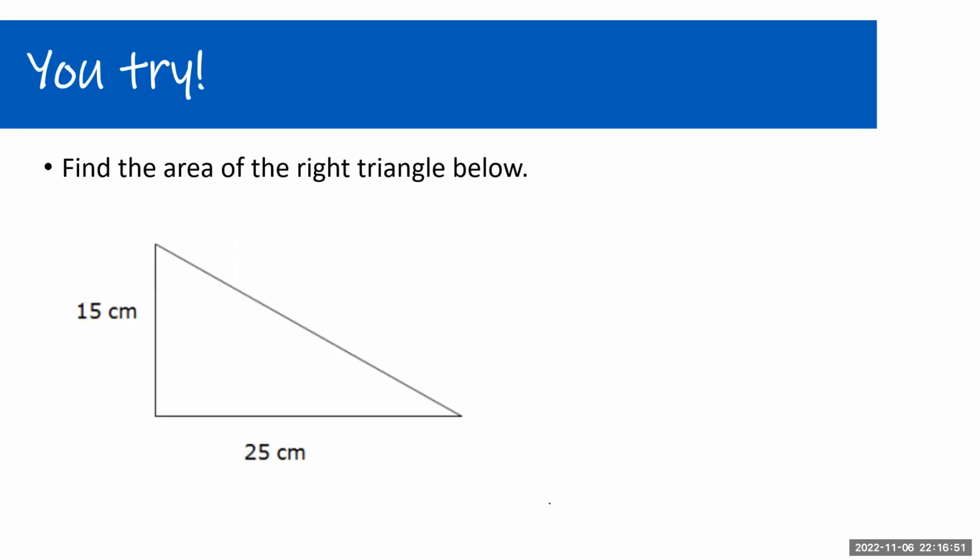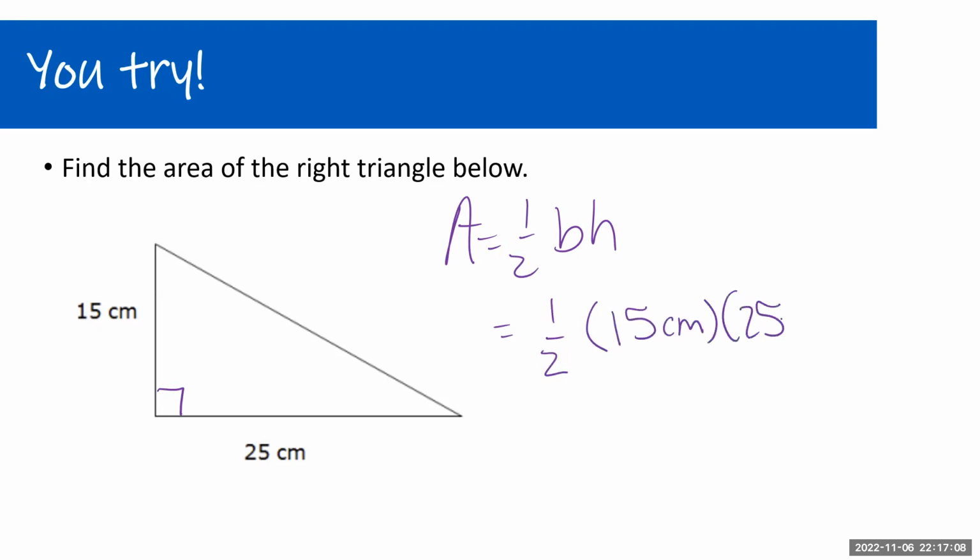Give this one a try. It's a right triangle, so we know that this is a right angle. And we don't know the hypotenuse, but we don't need to. Remember that our area is going to be 1/2 times the base times the height. So that's going to be 1/2 times 15 centimeters times 25 centimeters. Which, if we plug into our calculator, 1/2 times 15 times 25 is going to be 187.5 centimeters squared. Okay?